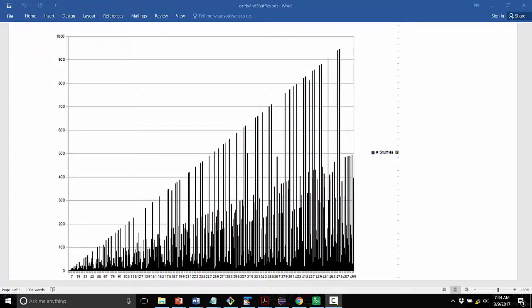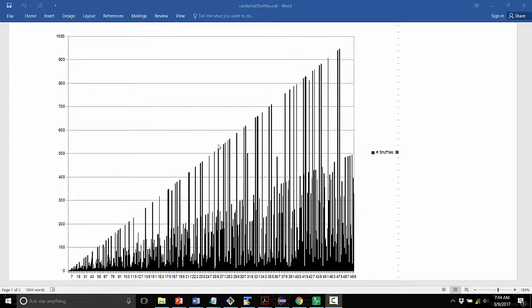This graph here is the output of a computer simulation I wrote to do that shuffling problem. So the computer performed perfect shuffles for decks of different sizes. So here's a deck of 7 cards, 19 cards, 52 cards is in here-ish somewhere, all the way up to 500 cards. And on the y-axis, it's the number of shuffles required to get the cards back in their original ordering. And you see what appears to be a strong linear trend here at the top.